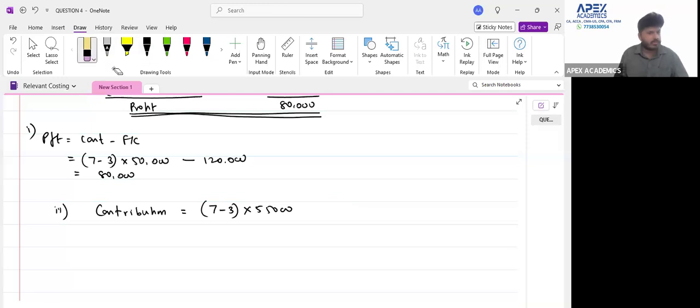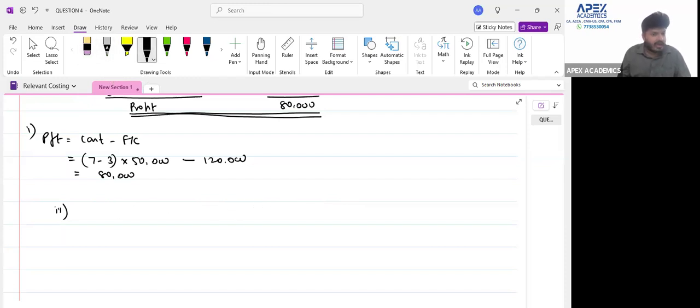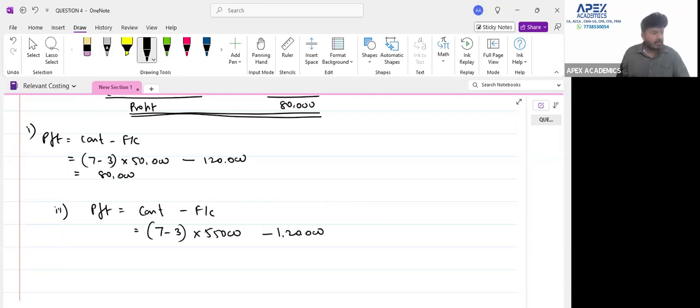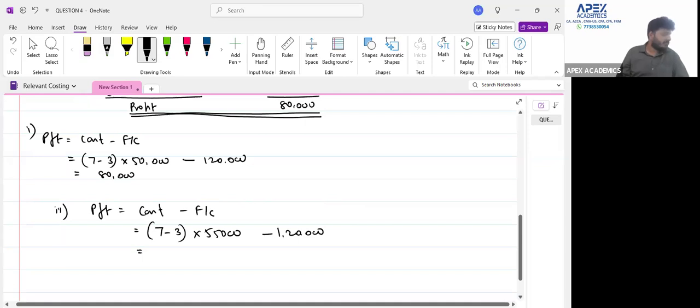So this I'll write down, contribution. This is your contribution. If you'll allow me to write it again for you: Profit is equal to contribution minus fixed cost. What is contribution? Contribution is 7 minus 3 multiplied by 55,000, minus your fixed cost. Come on, calculate, give me the answer.